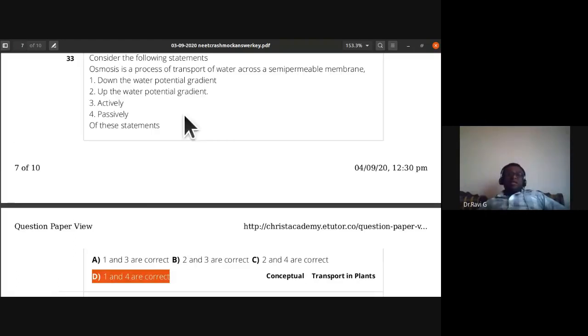It's a passive process and it is down the water potential gradient. It is not against or up the water potential gradient. It is down the water potential gradient and passive. Okay. So the 33rd, the answer is D.